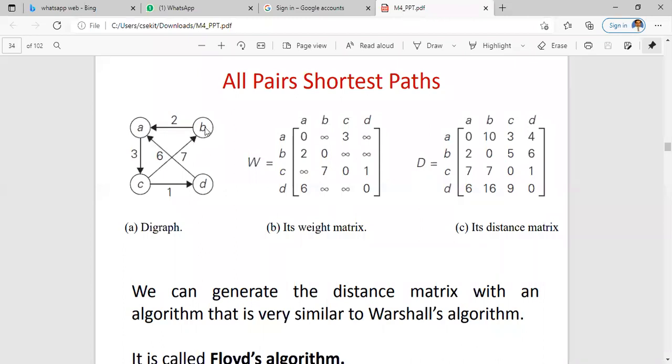So come for the B part. B to A it is 2. B to B 0. B to C, 2 plus 3, that is equal to 5. B to D, 2 plus 3 plus 1, that is equal to 6. So come for the C part. So C to A. So find the path from C to A.